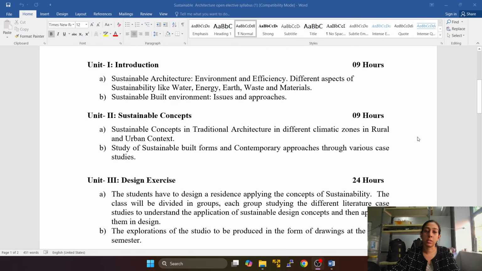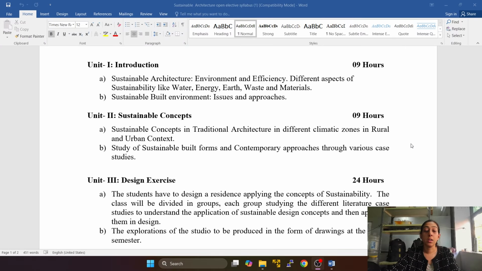Then there are the sustainable concepts. Sustainable concepts in traditional architecture in different climatic zones, in rural and urban contexts. So we design buildings according to the climate. Sustainability is different when it comes to a humid climate, different for a cold climate, and different for a hot climate. So it will be considered according to climatic zones, and these basic methodologies would be taught.